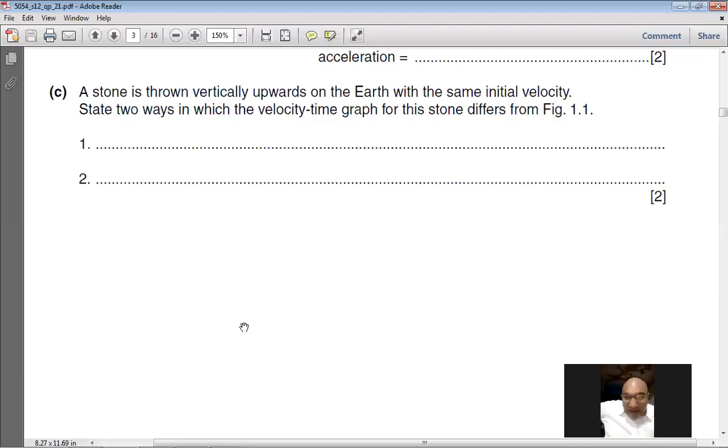Another thing: the speed time graph on the moon is a straight line, but on the earth it will be curved, not a straight line. For vertical motion, you only get a straight line speed time graph when there is no air resistance. But if air resistance is present, as it actually is on earth, then you will observe that the graph is not a straight line, it will be curved.